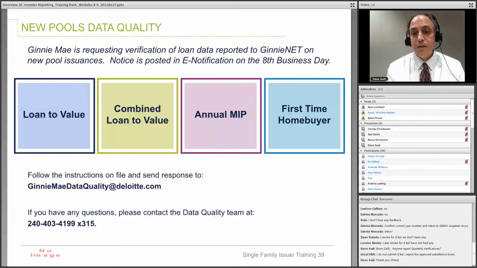So it's one of the e-notifications that come out. We have about, I don't know, 40 email e-notes that go out every month for this. So don't be shy to raise your hand. This is just a compliance issue that Ginnie Mae wants to follow up with these loans to make sure that the data is correct. Okay.